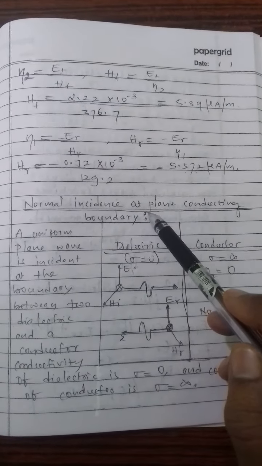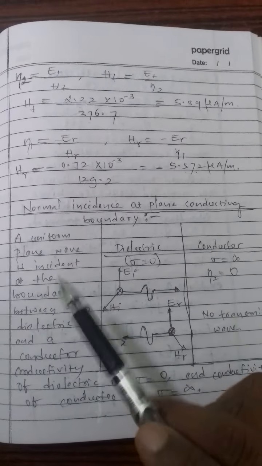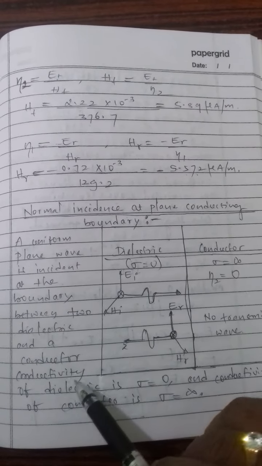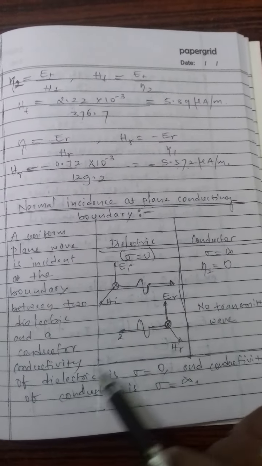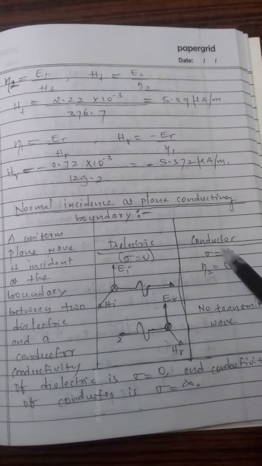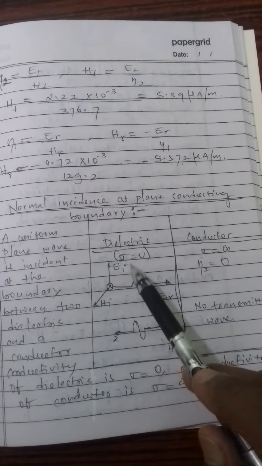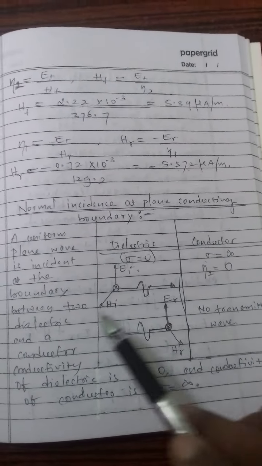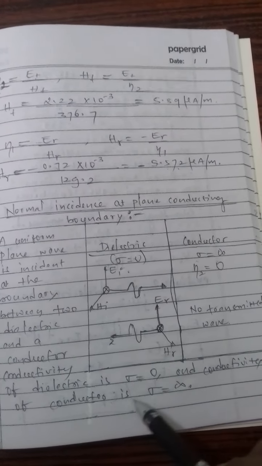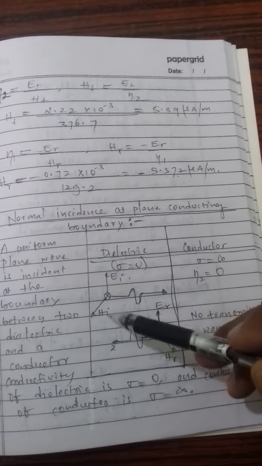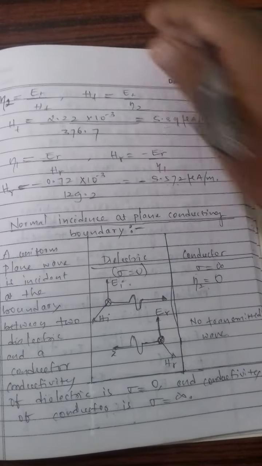Normal incidence at a plane conducting boundary. A uniform plane wave is incident at the boundary between a dielectric and a conductor. For the dielectric, sigma is equal to 0, and for the conductor, sigma is equal to infinity, so that here there is no transmitted wave. Here we have EI, HI, ER, and no transmitted wave.